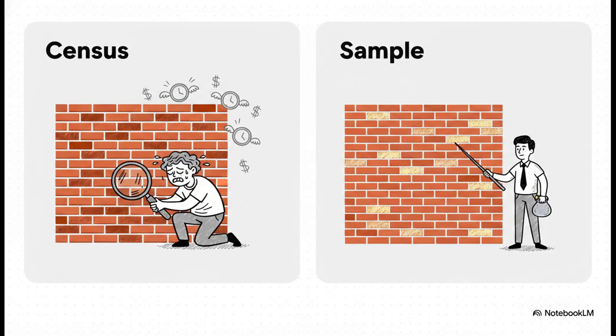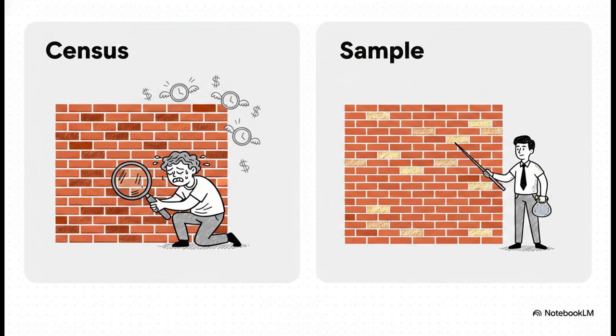A huge part of that execution is figuring out exactly how you're going to collect data. Often, this means choosing between a census survey and a sample survey. A census is a complete enumeration, meaning you literally check every single item in the population. Yes, it's highly reliable, but imagine trying to manually inspect every single brick in a major city. It requires massive amounts of time and finance. A sample survey, however, studies a representative portion of the population. It's cost-effective and much faster, though admittedly slightly less reliable.